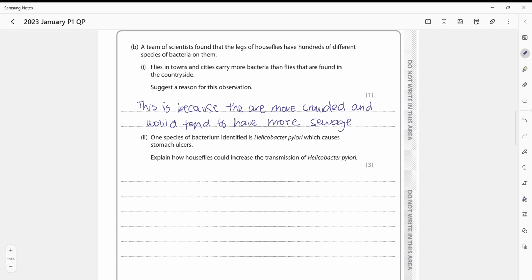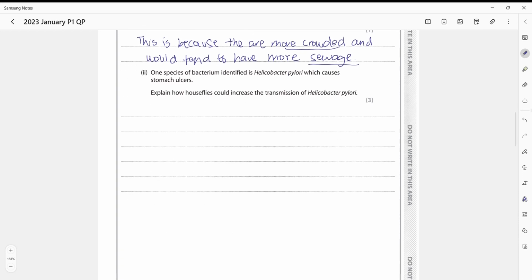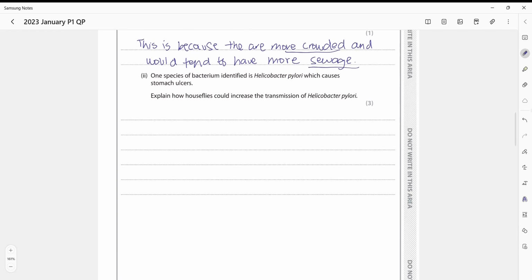So this is actually 2 points here. One of them is crowded, the other one is sewage, but you only get 1 mark for this question. All right, part 2. One species of bacteria identified as Helicobacter pylori, which causes stomach ulcers. Explain how houseflies could increase the transmission of Helicobacter pylori.